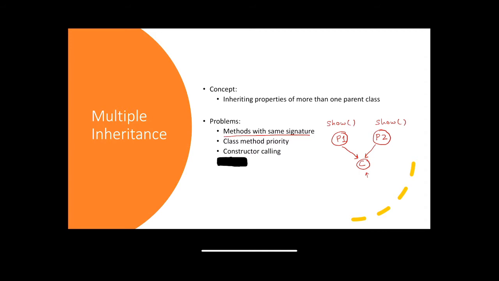Then there are the class method priorities. The compiler also does not know at which priority which function has to be executed. So this is another problem. Constructor calling means what sequence of constructors has to be followed. So let us see the problems that are faced by multiple inheritance using code.